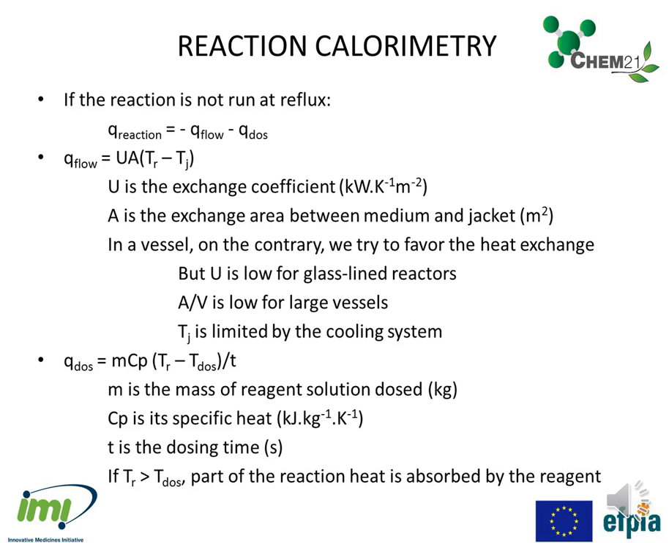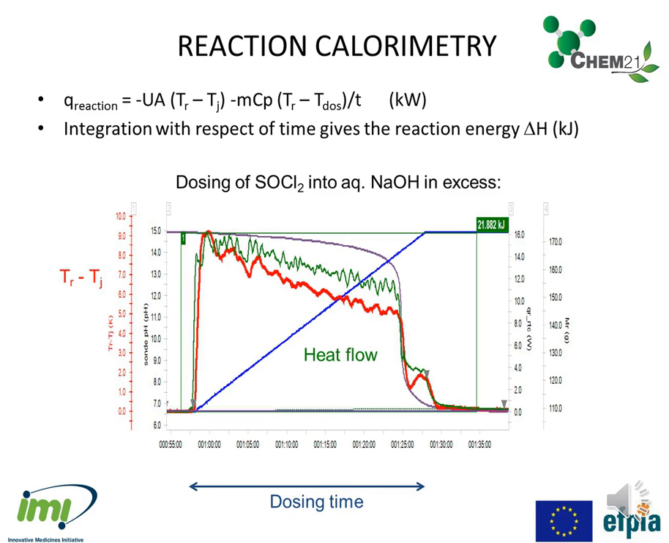The cooling system limits the flow rate and the temperature of the jacket. The term Q dose is not often very high. M is the mass of the solution dosed, Cp is its heat capacity in kJ per kilogram per Kelvin, and T is the dosing time in seconds. If the reagent is at a lower temperature than the reaction mixture, part of the reaction heat is absorbed by the reagent. In the end, the equation is, in kilowatt, Q reaction equals minus UA (T reaction minus T jacket) minus M Cp (T reaction minus T dose) divided by the time.